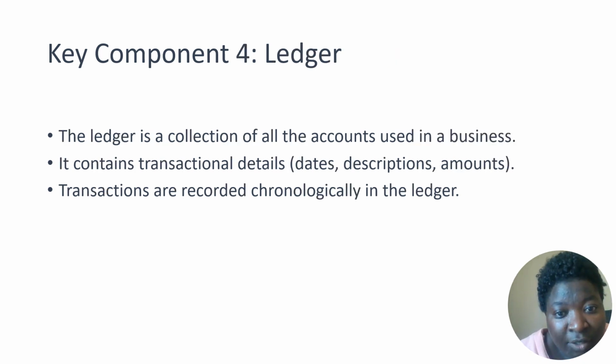So we shall look at ledgers. It is another component that is very important in a double entry system. The ledger is a collection of all the accounts used in the business. It contains transactional details, that is to say, the dates, descriptions, and amounts. And also, a ledger has transactions recorded chronologically. That means you're recording transactions as they occur.